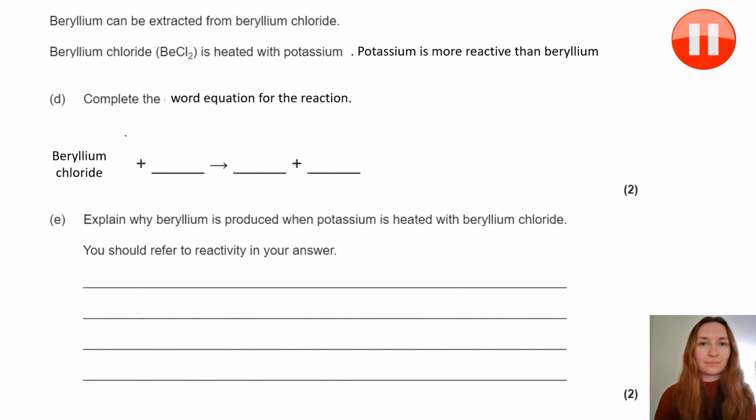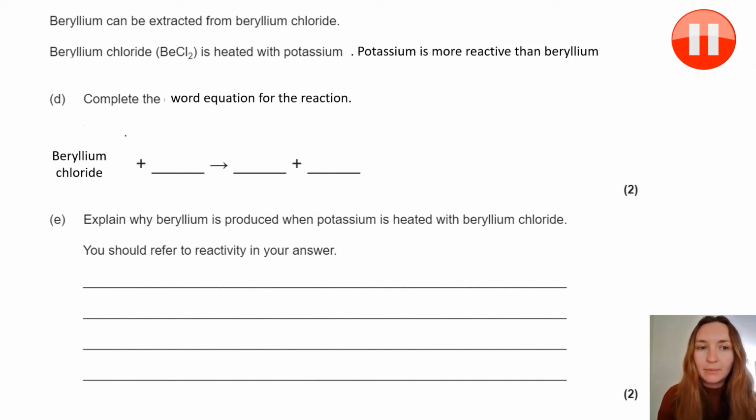Okay, so now we're going to go through the answers together. So the first question is asking us about completing a word equation. We need to know about the reaction first. So beryllium can be extracted from beryllium chloride. Beryllium chloride is heated with potassium. Potassium is more reactive than beryllium. Complete the word equation for this reaction.